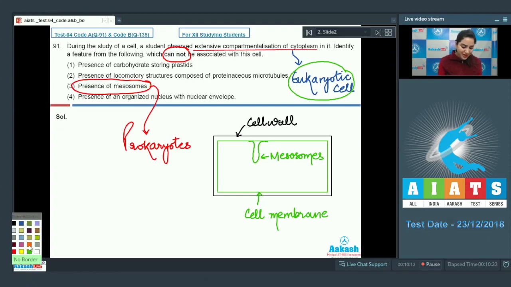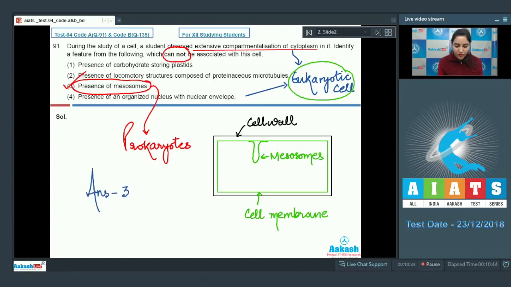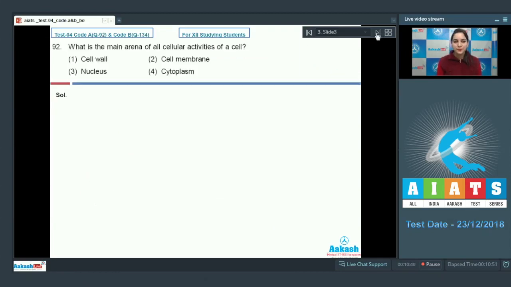But it would be unfair if we don't pick up other options. So let's see the fourth option. Fourth option says presence of organized nucleus with nuclear envelope. This is associated with eukaryotes. A well-organized nucleus is seen in eukaryotes. So, therefore, let me write down the answer is answer number 3. We already knew it, that mesosomes are found in prokaryotes. Now, let us proceed to question number 92.